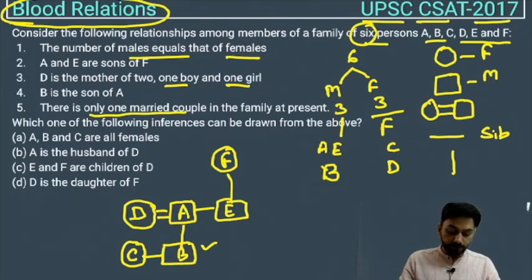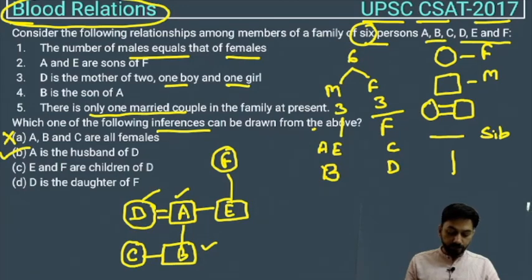Now let's see which one of the following inferences can be drawn from the above. Option A: A, B and C are all female. This is wrong. Option B: A is the husband of D. This is right, because from this diagram we can see A is the husband of D.